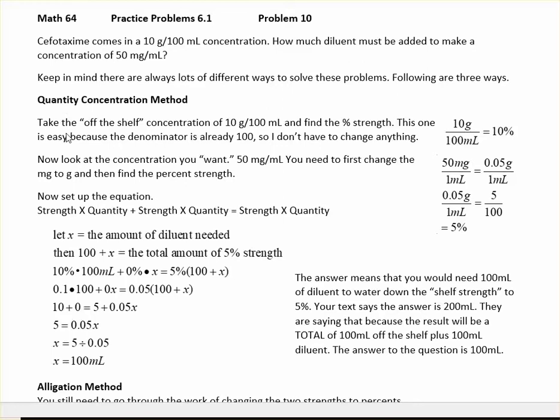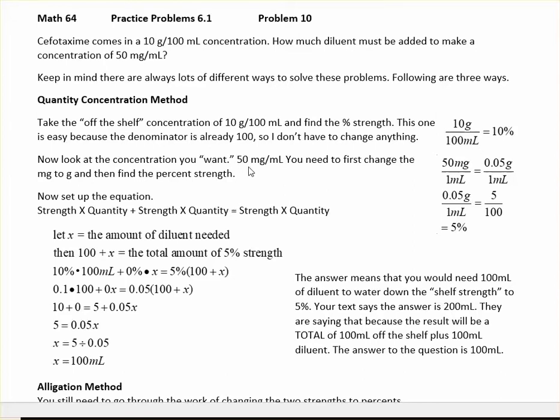No matter which method you use, except for the proportion, you're going to need to change these concentrations. You're going to have to figure out what the strength is. So for the one that's off the shelf, which is 10 to 100, that's really easy to find because the denominator is already 100. So the percent strength on there is just 10%.